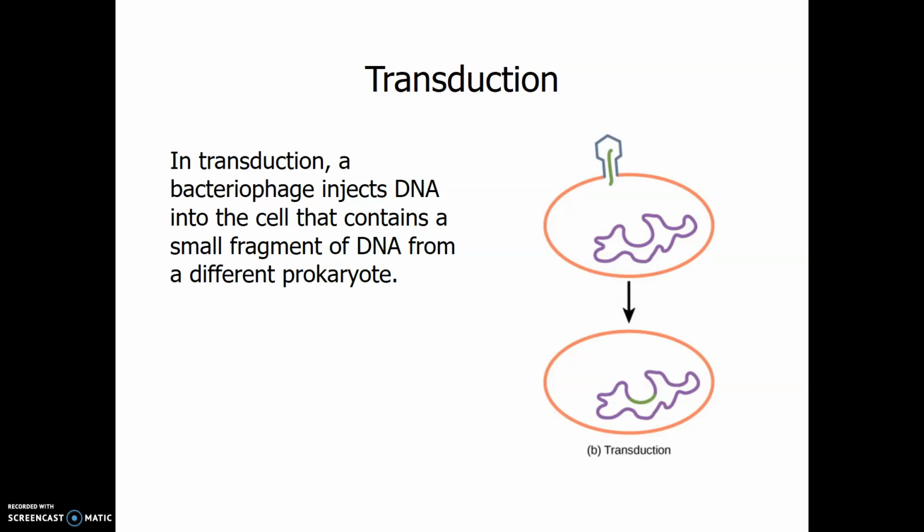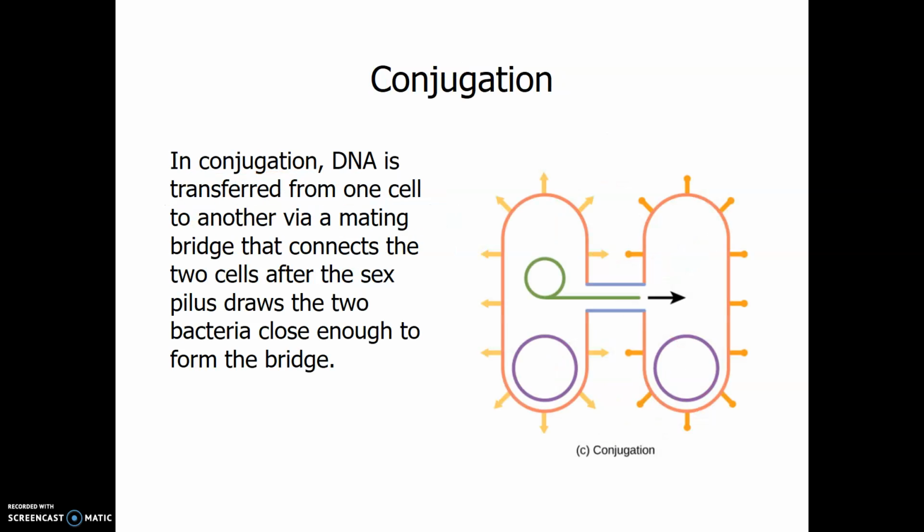And transduction is when a bacteriophage virus is used as a vector to inject the DNA into the cell. Remember, a bacteriophage is a virus that infects bacteria. So the bacteriophage's DNA contains DNA from another bacterium, okay? So that's transduction. And then conjugation is from one bacterial cell to another.